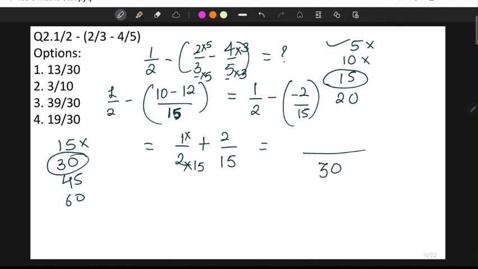So I have to multiply the numerator also by 15. So 15 plus, here I am multiplying by 2 to get 30, so the numerator also will be multiplied by 2. So this gives 15 plus 4 upon 30. So this is 19/30. So 19/30 is the answer to the given question. So option number 4 is the correct answer.